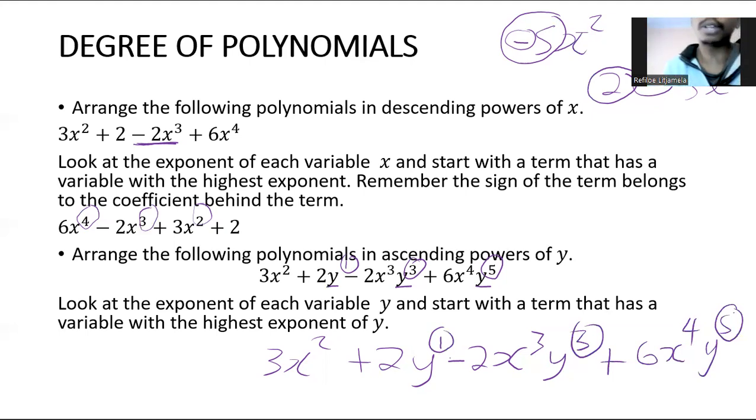Note that if I was to ask you, what is the coefficient of y to the exponent of 3? Your answer will be that the coefficient of y to the exponent of 3 is negative 2x, because this is expressed in terms of y.